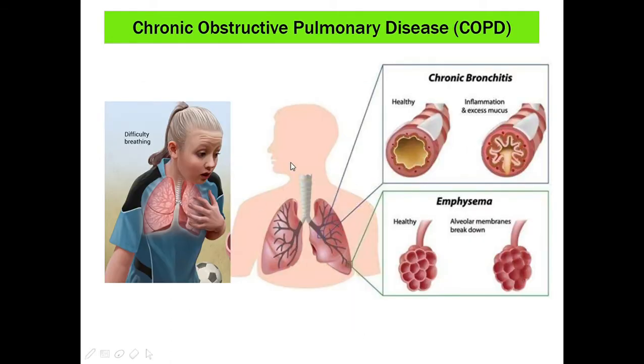Okay, the word pulmonary means relating to the lungs. It is derived from a Latin word called pulmo, which means lung. So overall, COPD is a lung disease that makes it hard for a person to breathe. So these are the three diseases that we will look at today: asthma, chronic bronchitis and emphysema.